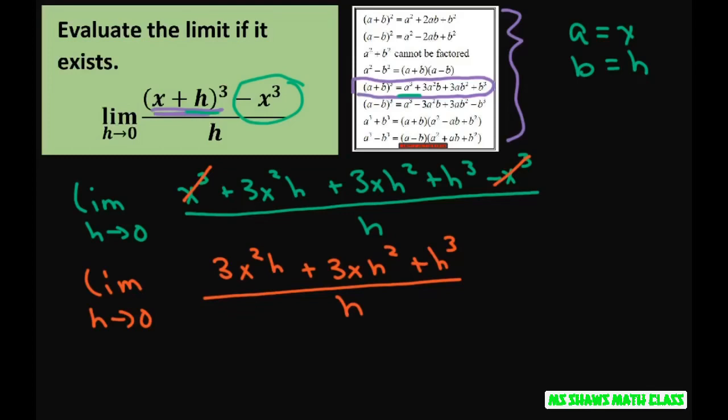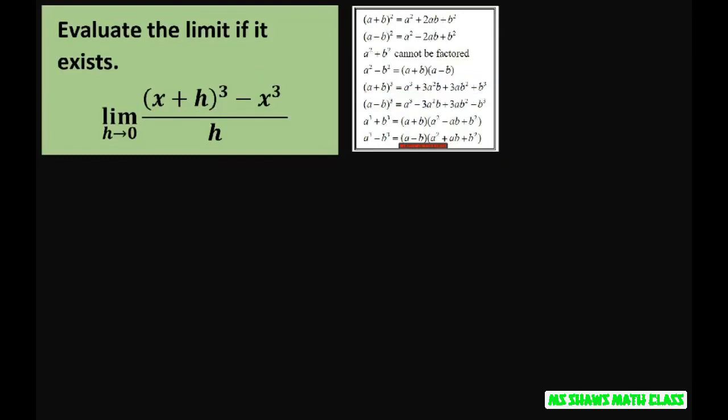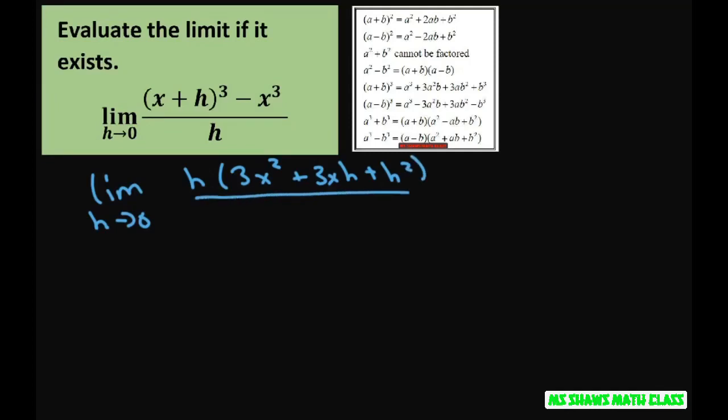As you can see, what we can do is factor out an h in all of these. So that's what I'm going to do. I'm going to factor out an h. We get the limit as h approaches 0 of h times 3x squared plus 3xh plus h squared, divided by h.